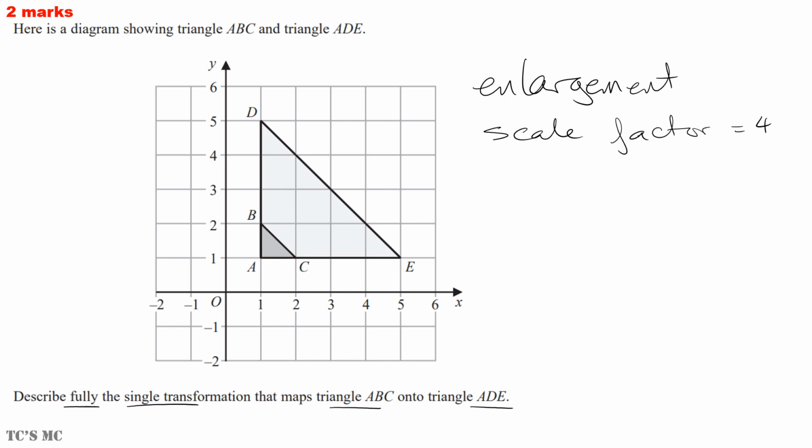We also need the center of enlargement. To do this, we need to join up corresponding corners and see where those rays intersect. Here we have joined up all of the base corners, and now we have joined up all of the height corners. We can see that the center of enlargement is over here. So we now need to write center equals 1, 1. Now for having all of this, we have 2 marks.